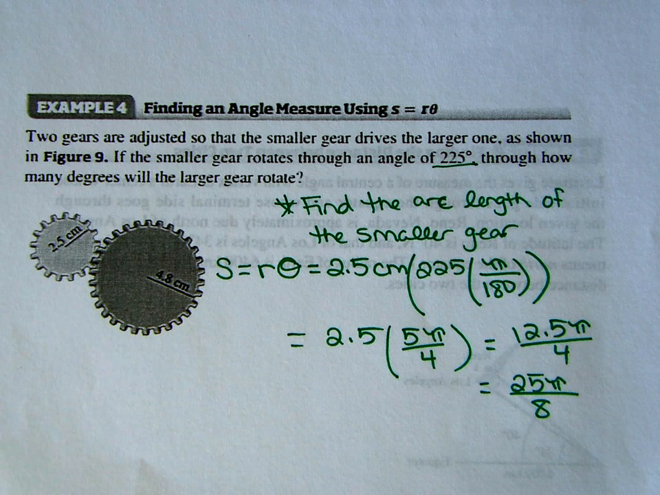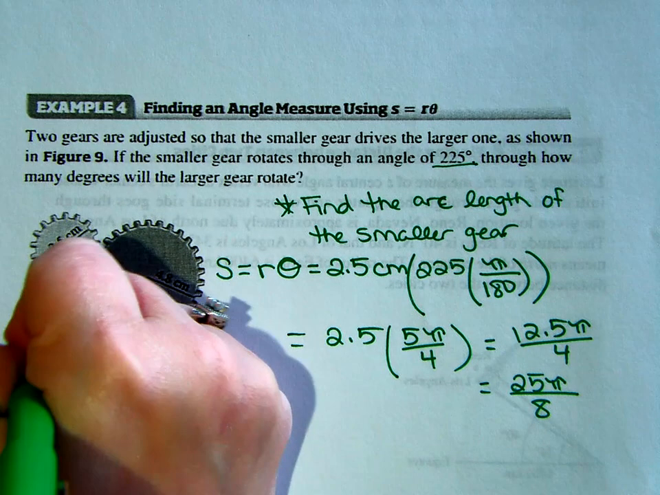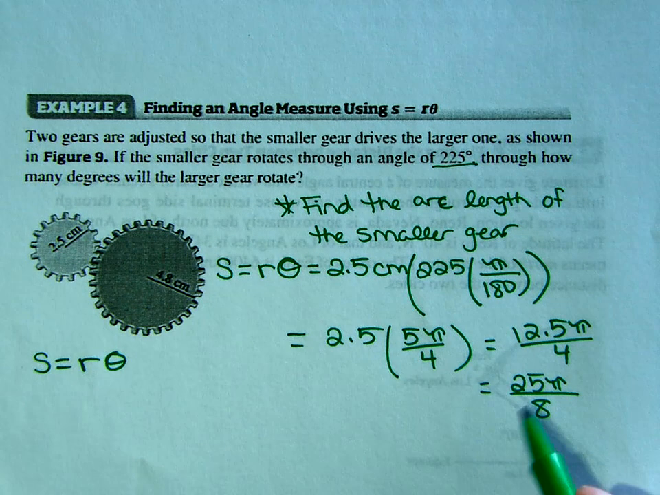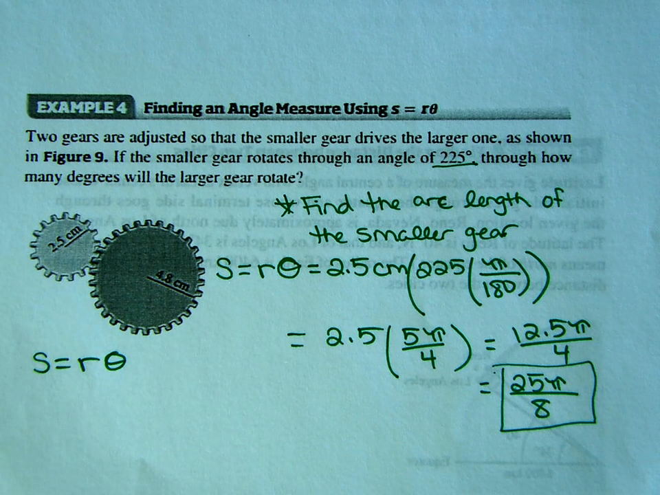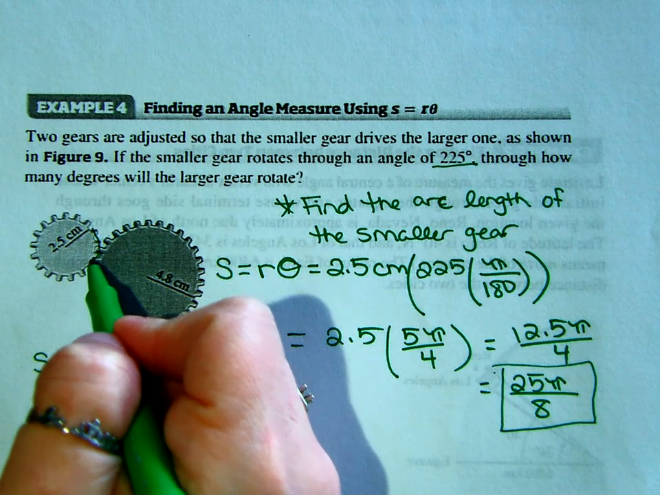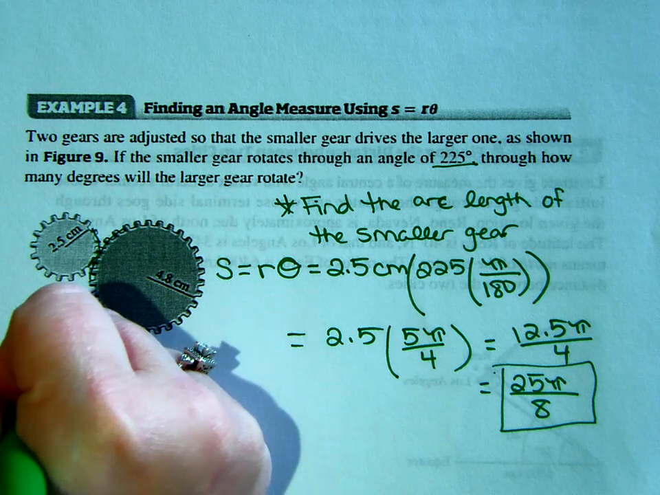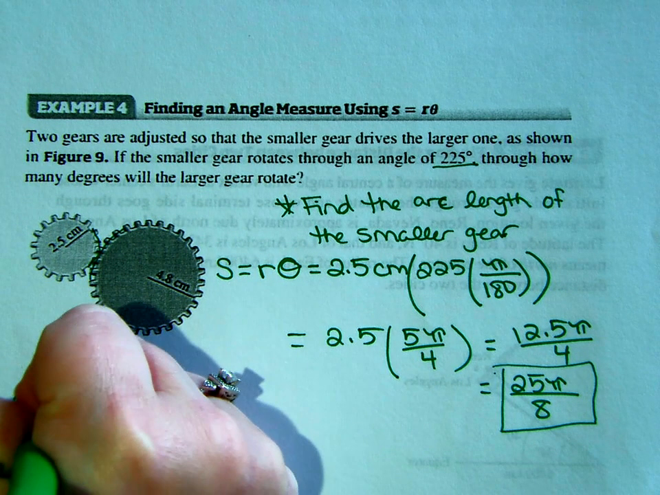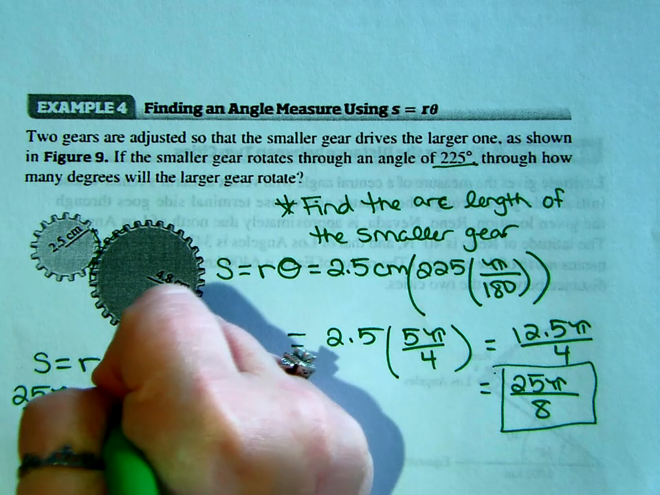So if we're looking at the larger gear, if we know the arc length of the larger gear, because it's the same as the arc length of the smaller gear, and we know the radius, then what we're missing is the theta, which is how many degrees we're rotating through. So we have different pieces of the puzzle instead of just having the r and the theta. So for the larger one, we just found the arc length. The arc length is going to be the same because it was so far on the smaller one, which will be the same distance on the larger one, which is 25 pi over 8. The radius, though, for our larger gear is 4.8, and it's the theta that we're missing.